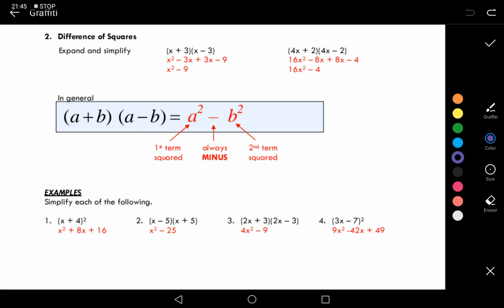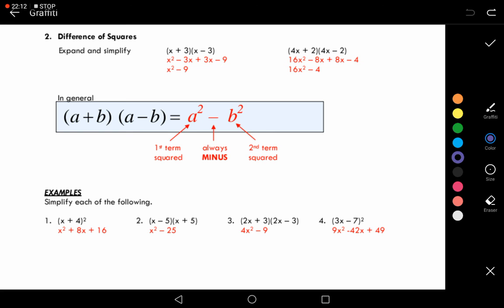Okay, this one here, remember, this one you can actually see on my screen still. The first term is just the first term squared. X squared is x squared. And it's always minus, and then the second term is whatever the second term is, squared. 5 squared is 25. Okay, same thing with these ones here. 2x squared is 4x squared. 3 squared is 9, always has to be minus.